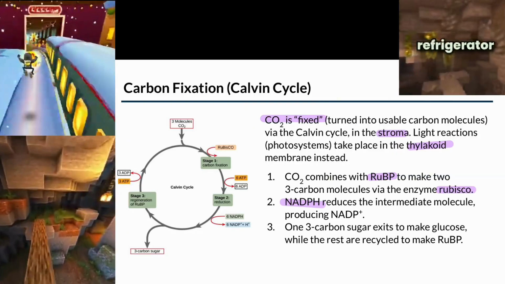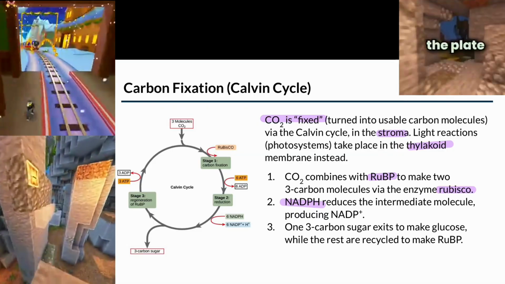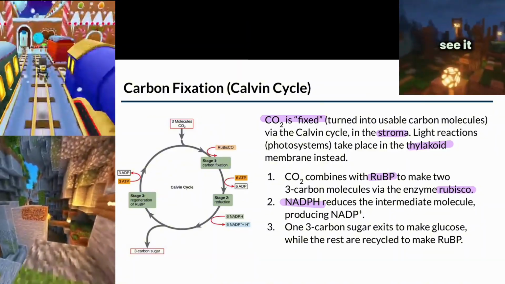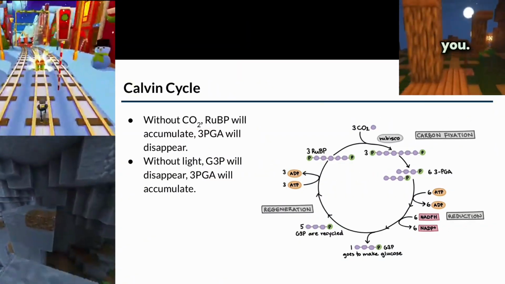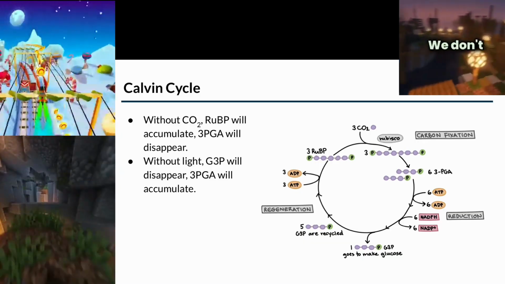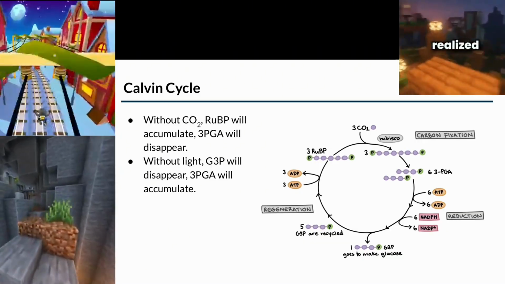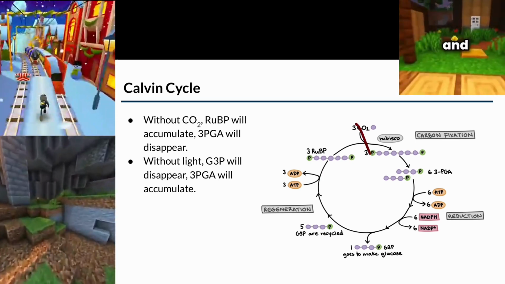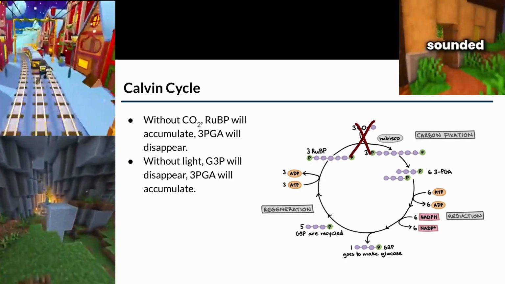Now, there are 2 ways to disrupt this cycle. The first is when carbon dioxide is removed, and the second is when light is removed. And we'll see those impacts right here with this different diagram where we actually see the molecules. So without carbon dioxide, I like to think about this in terms of where our roadblocks are going to form. Without carbon dioxide, boom, we stop the cycle right here. So what's going to happen?